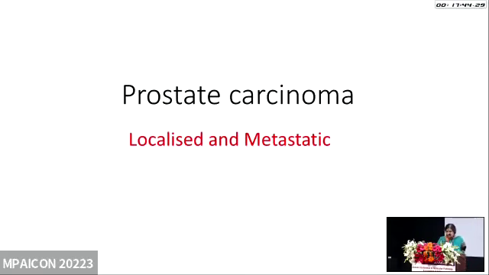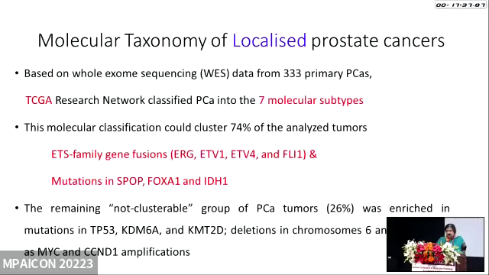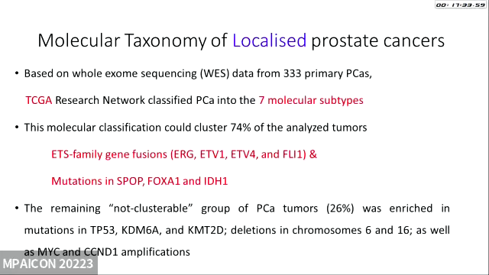Here, I'm going to discuss localized cancer and metastatic cancer because the molecular features are a little different from one another. First, I'm going to deal with localized prostate cancer. Based on whole exome sequencing data, TCGA classified localized prostate cancer into 7 molecular subtypes.